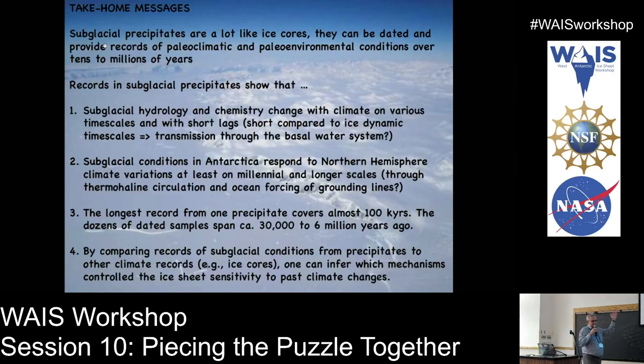Subglacial precipitates, as I said, are a lot like ice cores, but they tell us about the ice sheet itself. The ice cores are really kind of like an atmospheric sediment that represents the global climate. And the precipitates can be dated by uranium series, which is a problem, yeah? Like all these wonderful people going to the marine environment, really they can collect cores, but creating a timeline is very difficult because there's a lot of dead carbon around Antarctica, so you can't really rely on C14 easily.